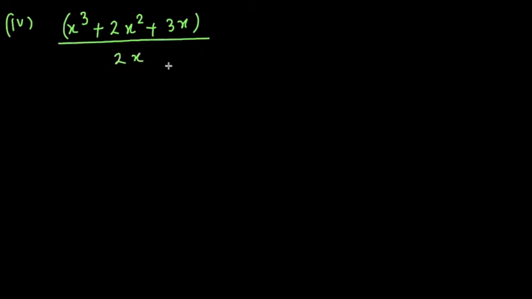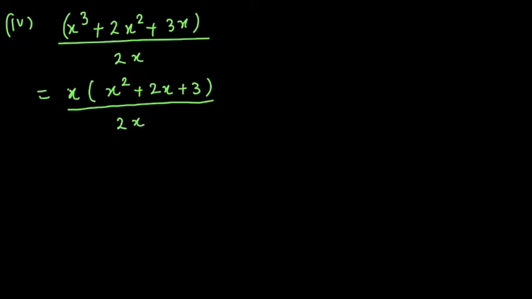Okay. Now moving to the fourth part of this question, which is x cube plus 2x square plus 3x, to be divided by 2x. This is again a simple question. What is common in the numerator? It is x, the minimum power is 1, so x can be common. I am left with (x square plus 2x plus 3) upon 2x, right? Now this x and this x can be cancelled. What will be my answer? 1 upon 2 as it is, and inside the bracket x square plus 2x plus 3. So this will be my answer.